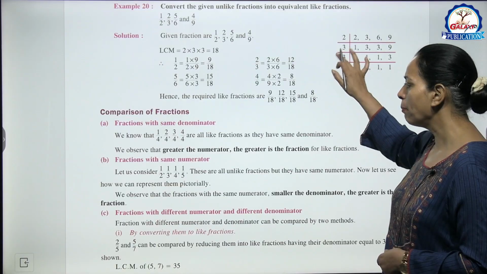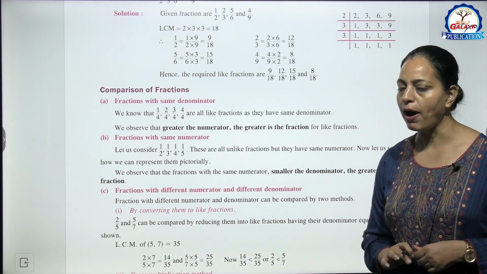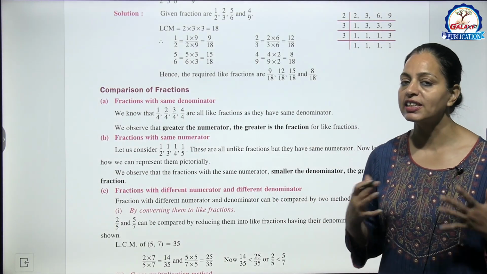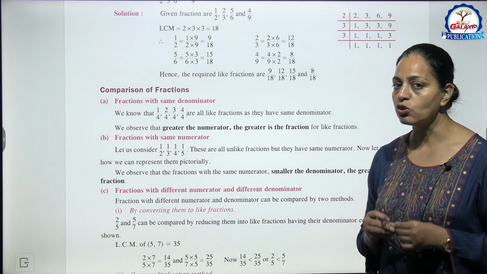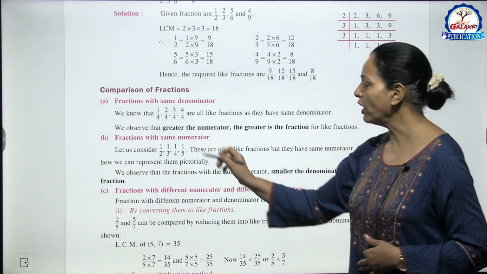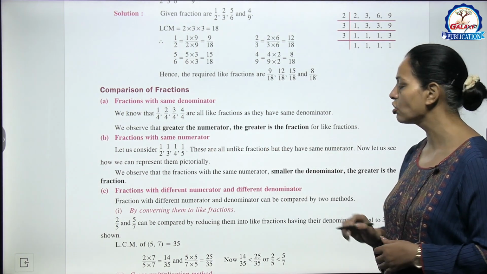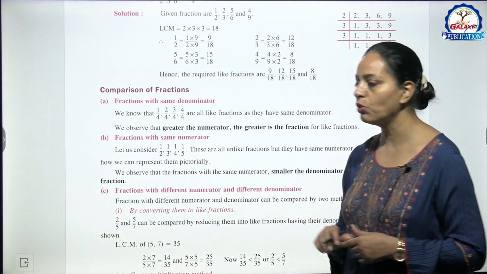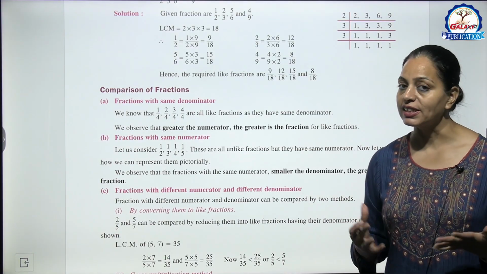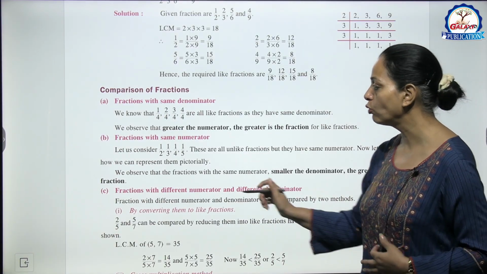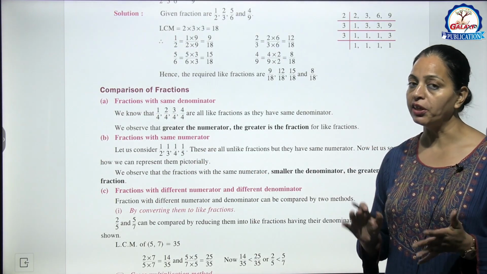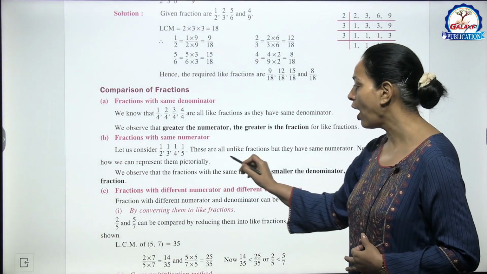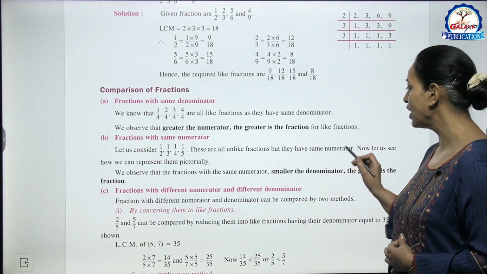Now next is comparison of fractions. A part, fractions with the same denominator. If they are like fractions, meaning the denominator is same, then how can we compare them? Just compare the numerators. The greater the numerator, the greater is the fraction for like fractions. And B part, fractions with the same numerator. Now if the numerator is same, how will we compare the fractions? So you have to see the denominators. The smaller the denominator, the bigger the fraction. So these are all unlike fractions but they have same numerator.